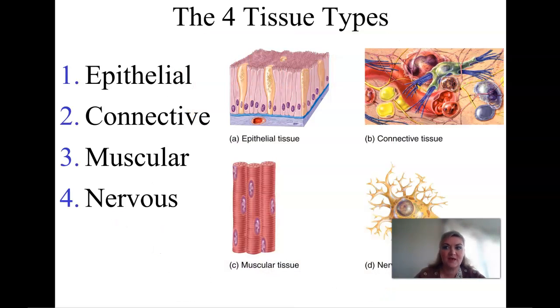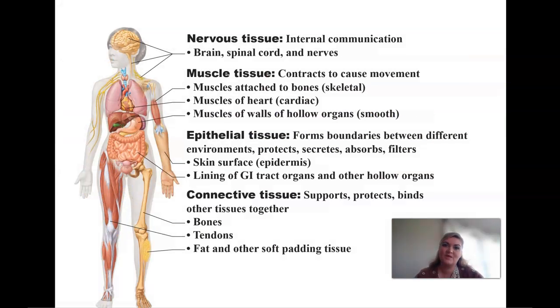The 4 tissue types that are in histology are going to be your epithelial, your connective, your muscular, and your nervous. And with the nervous tissue, that's going to be responsible for internal communication. So it's going to consist of your brain, your spinal cord, and your nerves. With muscular tissue, this is going to contract to cause movement, and we're going to talk about 3 different types of muscular tissue. So you'll have the skeletal muscle, which is what you usually think of when you think of muscular tissue. That's going to attach to the bone and move you around places. You'll have the muscles of the heart, which are going to be your cardiac muscles. And then you're going to have your muscles of the hollow organs, and that's going to be the smooth muscle.